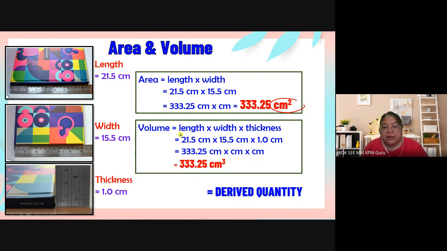The other one is volume. Volume is length multiplied by width multiplied by thickness. So after that I get this. Why is the answer the same? Okay, we did the calculation wrong, so I go to show the calculation first. It is the same because this one is 1 cm, and when I multiply by 1 cm it is the same. Just the unit is different: cm cube versus cm squared. So finally, I can say area and volume are also derived quantities. This is a simple example of derived quantities.